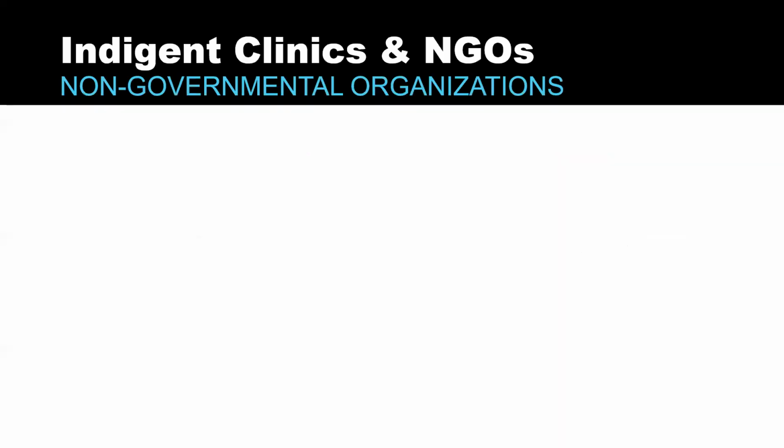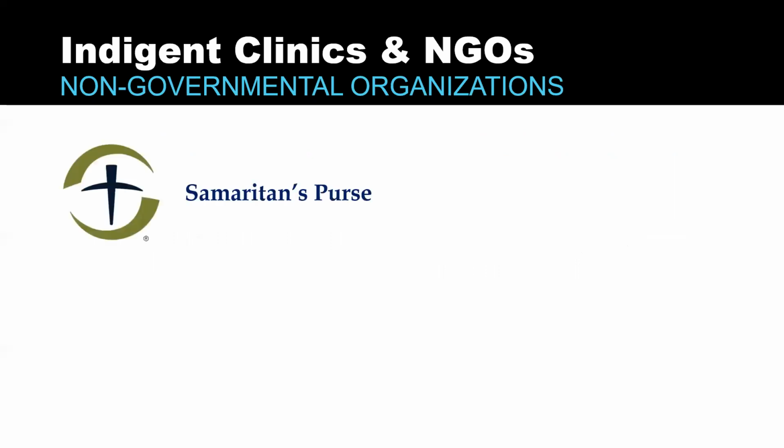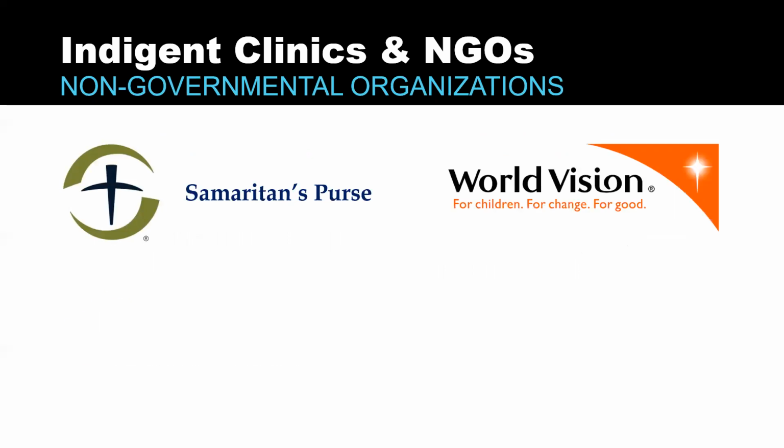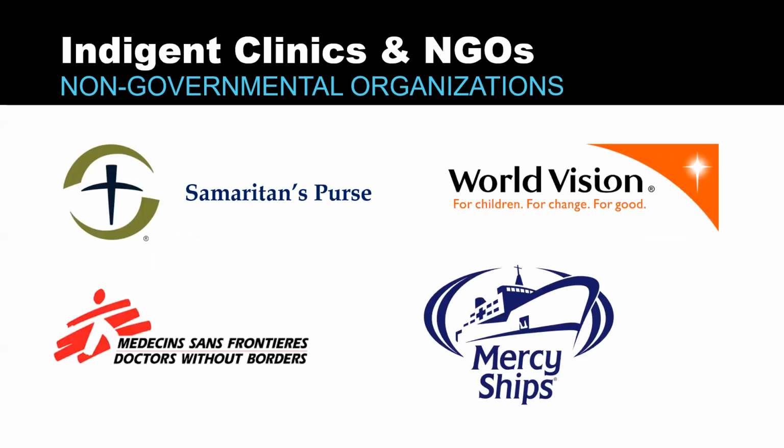So, moving on to indigent clinics and NGOs. NGOs are non-governmental organizations, and I don't have a lot of time to talk about them, but basically you've probably heard of a lot of them like Samaritan's Purse, World Vision, Doctors Without Borders, and Mercy Ships. A lot of them started in America, but they're actually made to be international. A lot of people will donate to them, but almost all of these, I think Samaritan's Purse probably does the most local or national stuff. Everything else is a little bit more internationally focused.